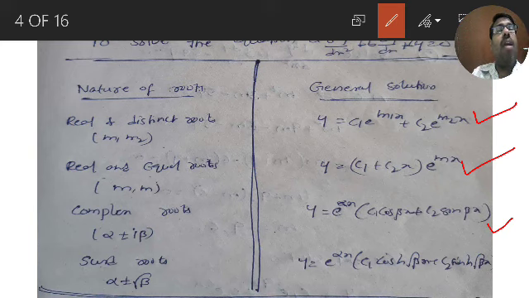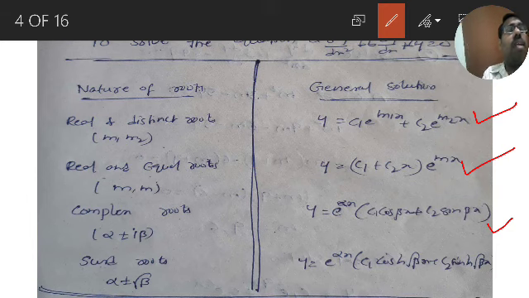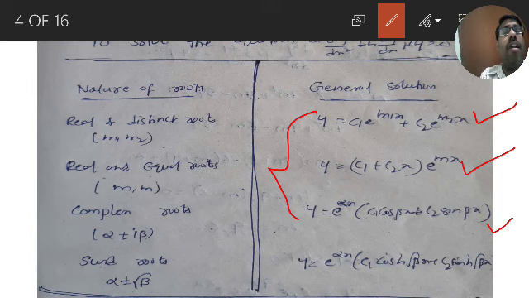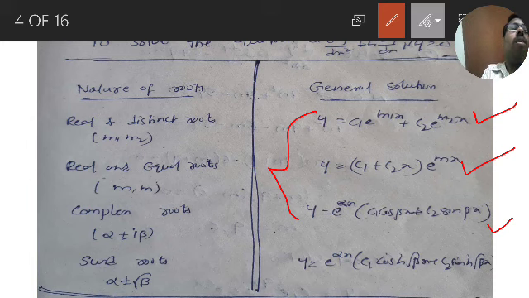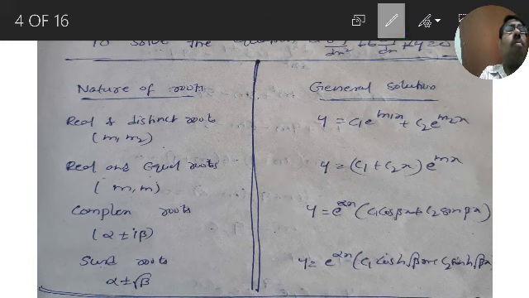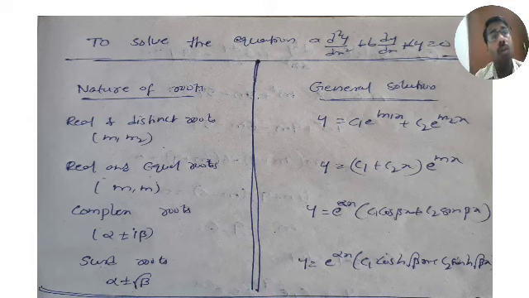The roots may be real and distinct. If they are real and distinct, the general solution is the first one. If real and equal, the second one. And if complex roots, it is the third one. So you have to remember these three cases. Are you getting? Real and distinct, real and equal, and complex roots. Remember, so that we can go to the problem part. So let us move to the problems.